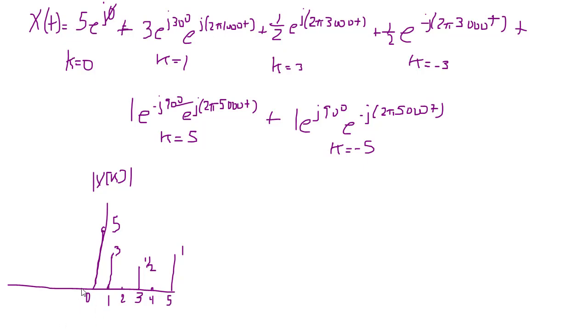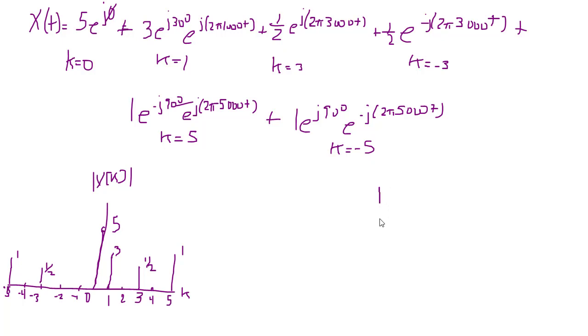At k equals -1, we have 0. At k equals -2, we have 0. At k equals -3, we have 1/2. At k equals -4, we have 0. And at k equals -5, we have 1.